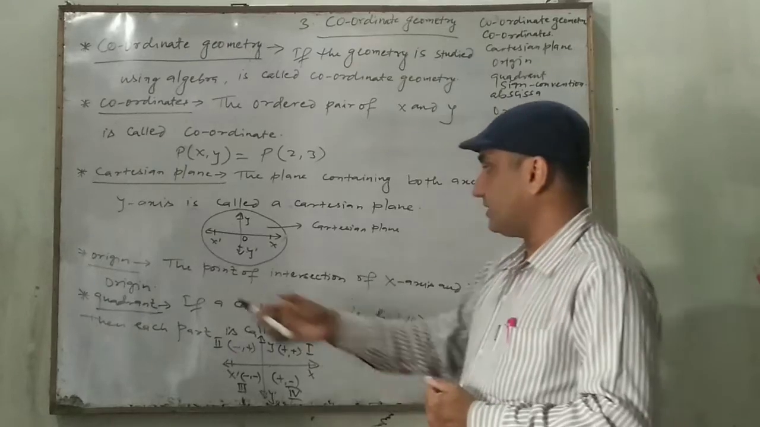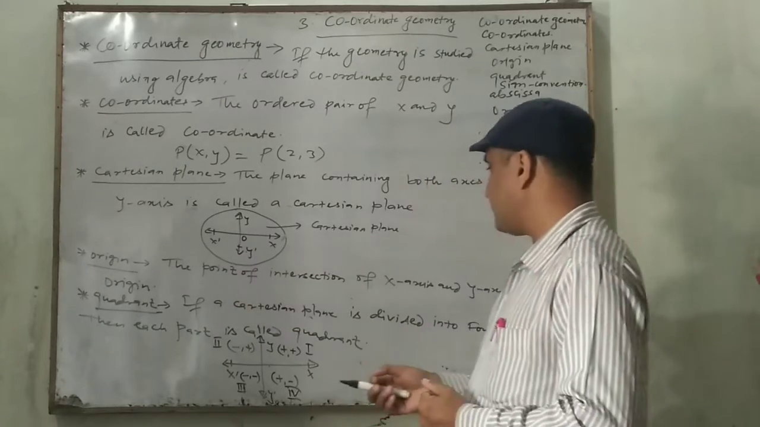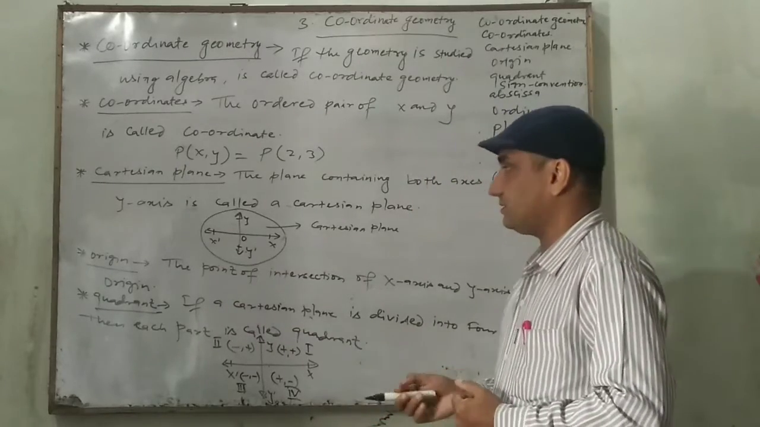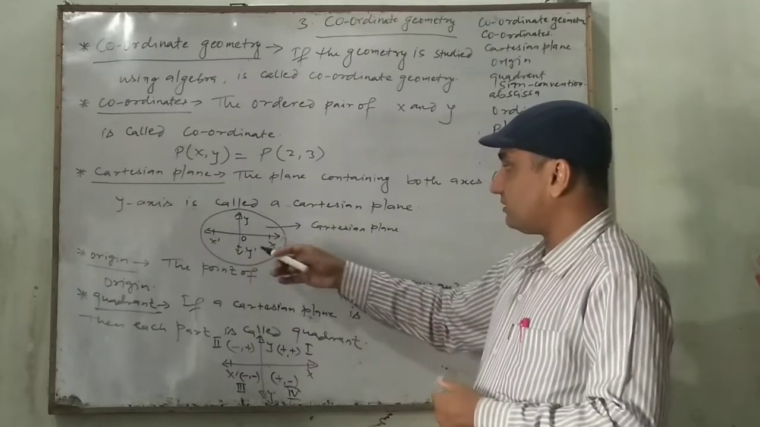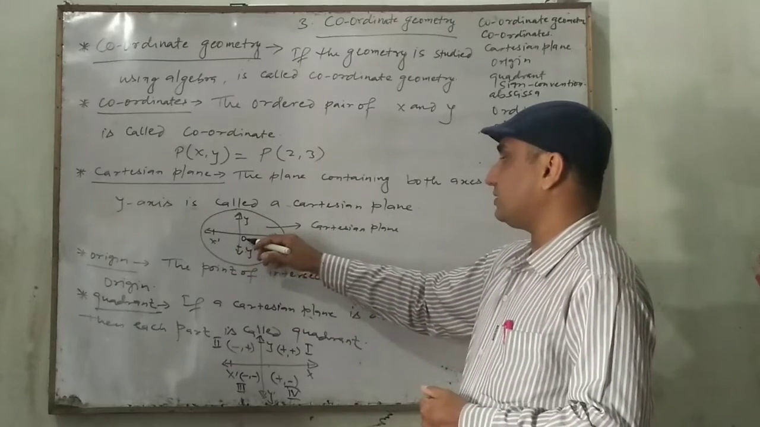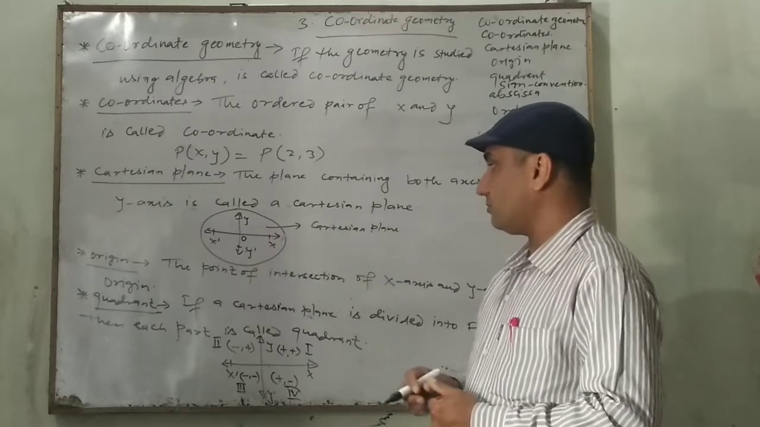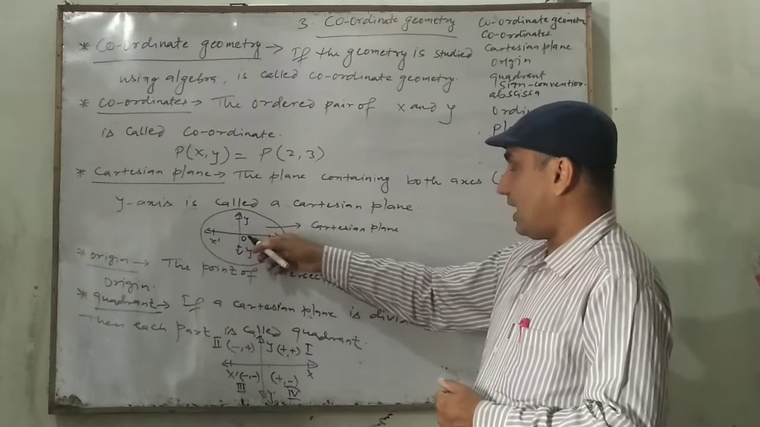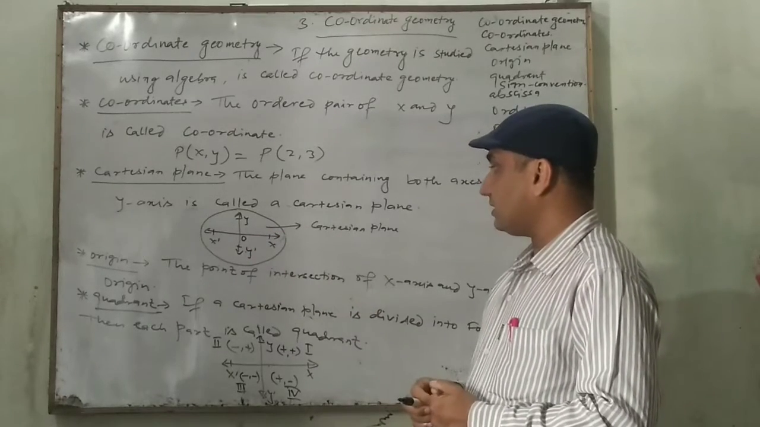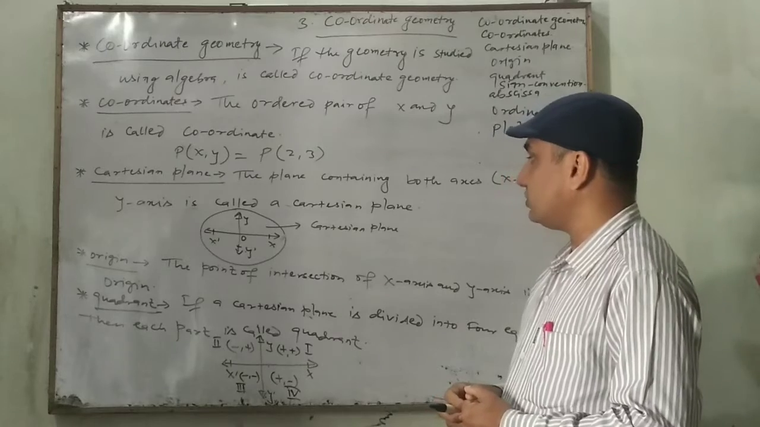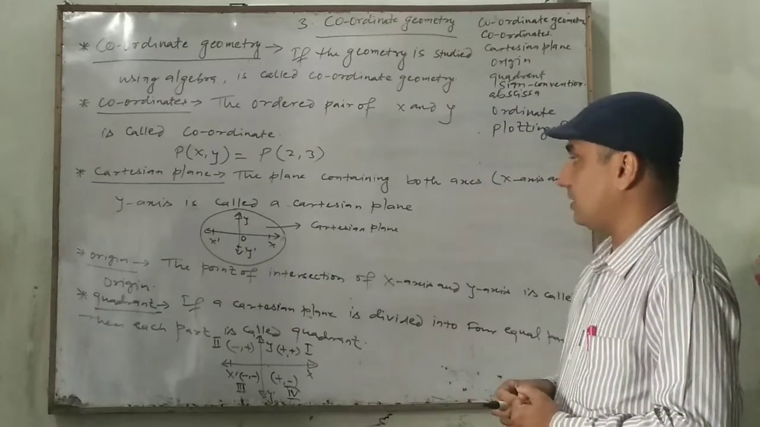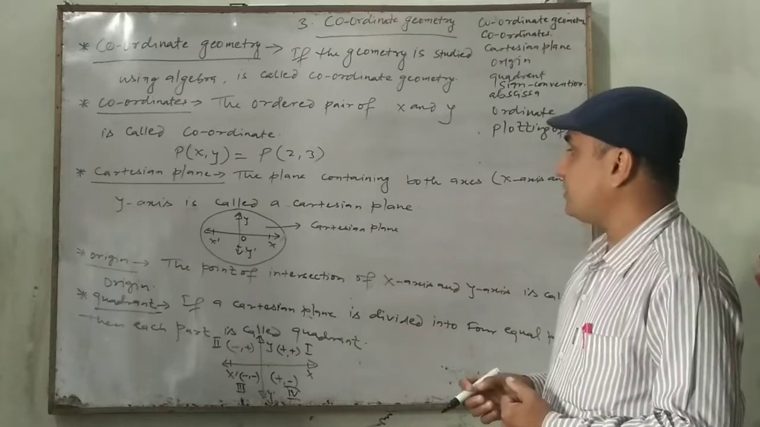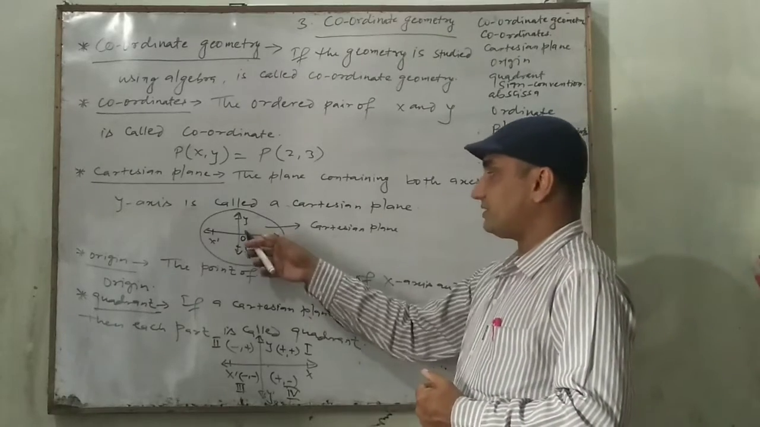Next point is origin. It is the point of intersection of the y-axis and the x-axis. This is the x-axis and this is the y-axis. They cut at a point, the point of intersection, which is O, and it is the origin. Its coordinate is (0, 0). That means the point of intersection of the x-axis and y-axis is the origin.